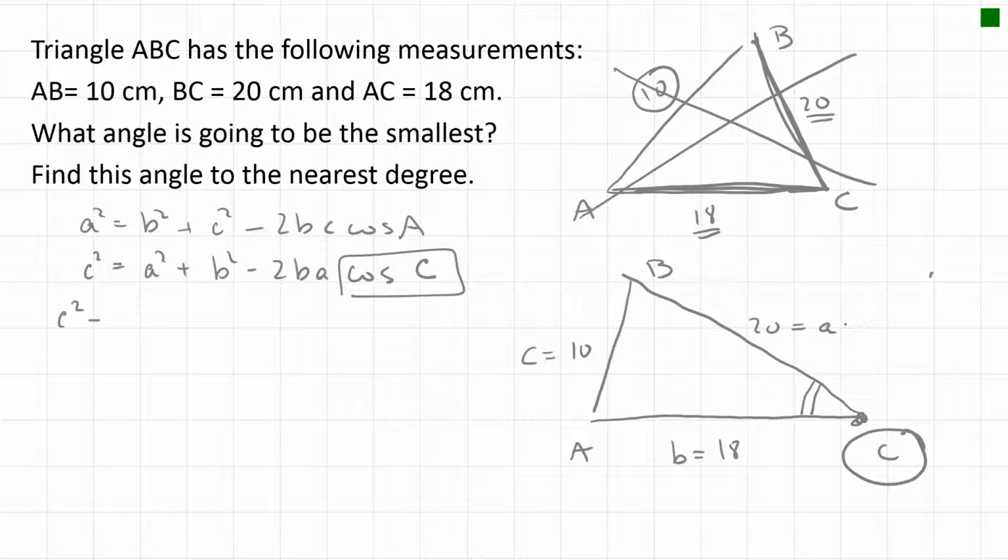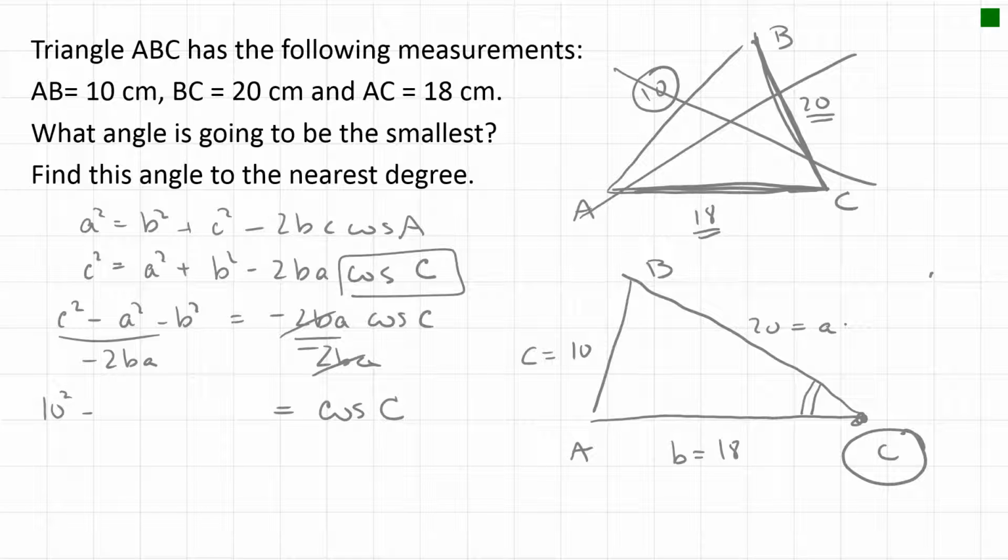So c squared minus a squared minus b squared, moving the two squared terms over to the other side, then dividing both sides by negative 2ba. And now I've got the cosine isolated. And so I'm going to plug in my numbers. So that's 10 squared minus 20 squared minus 18 squared divided by negative 2 times 20 times 18.